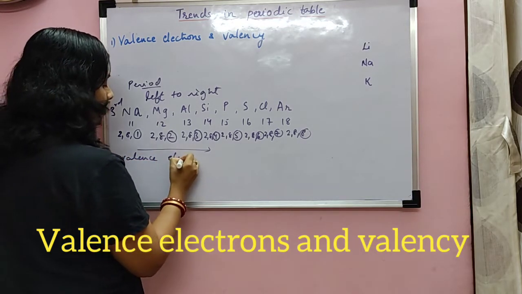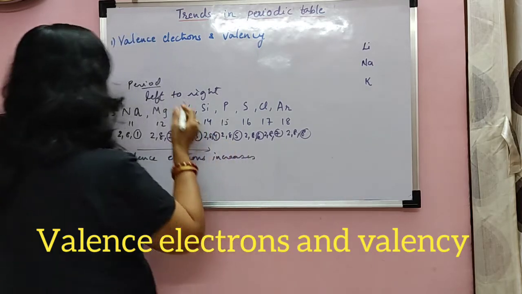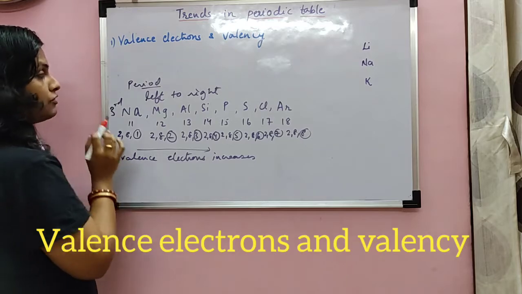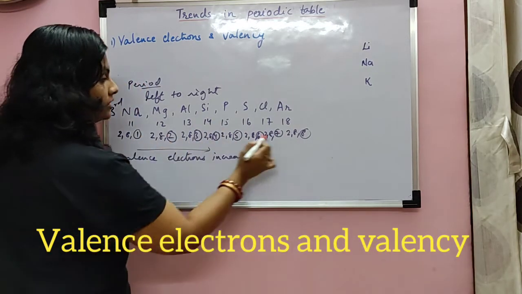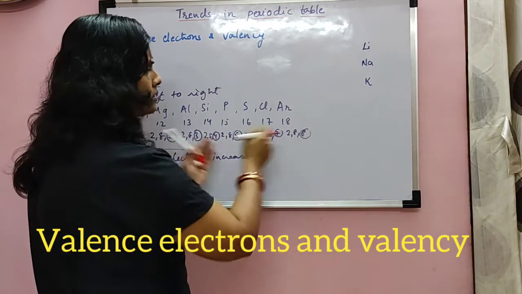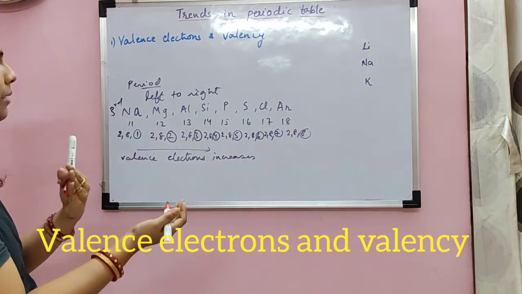Valence electrons increase when we move from left to right in a period. You can see how the trend goes, like 1, 2, 3, 4, 5, 6, 7, 8. It is increasing, right? Then let us see what is happening in a group.